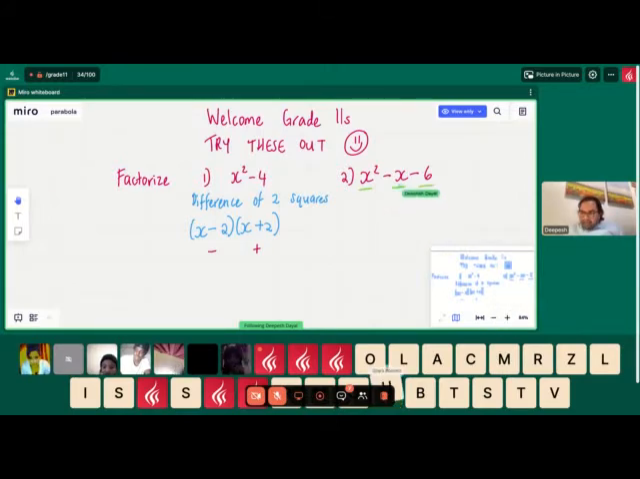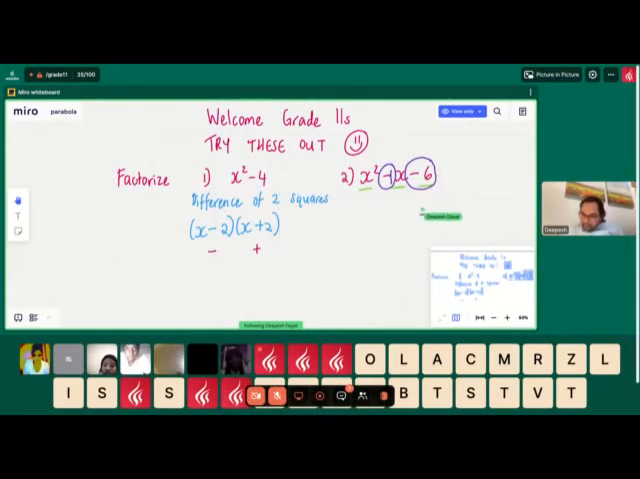So it is x squared minus x minus 6, and in order to do this, we're going to look for two numbers that, when multiplied, give us minus 6, and when added, give us minus 1, because we have a minus 1 here. Those two numbers are minus 3 and 2, because minus 3 times 2 gives minus 6, and when we add them, we get minus 1.